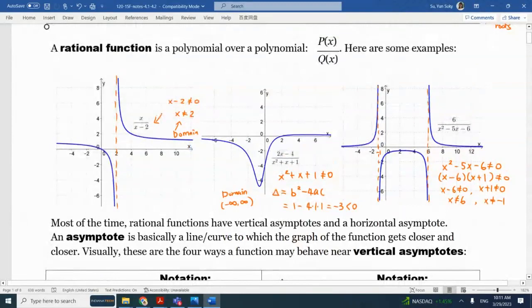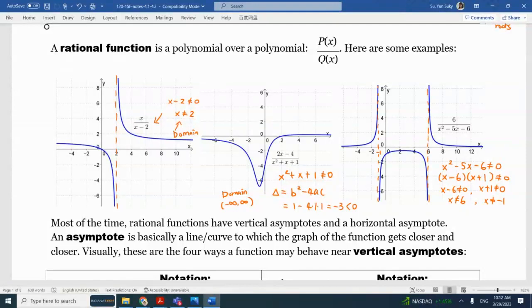Most of the time, rational functions have vertical asymptotes and a horizontal asymptote. An asymptote is basically a line or curve to which the graph of the function gets closer and closer. Like this line, do you see the function gets closer to it? And this part gets closer to it. Also these two lines, the functions get closer to them. They never touch, they just get closer. So there are the asymptotes.